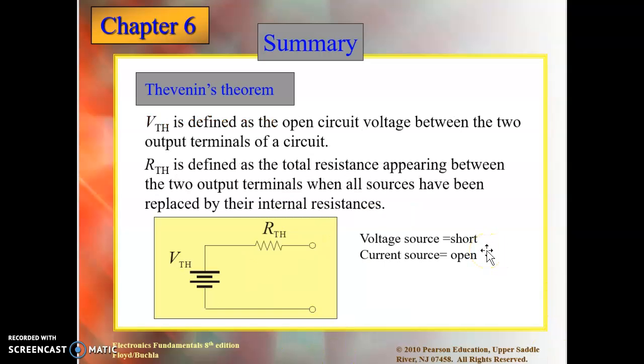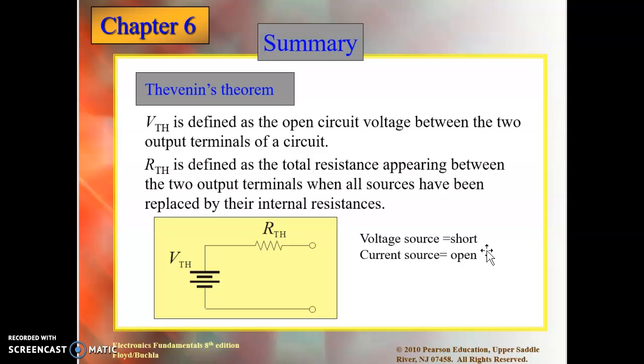So, Thevenin's theorem. V Thevenin is defined as the open-circuit voltage between the two output terminals of a circuit. Yes, we select a point and say we are going to Thevenize the circuit from this point, like a reference point. R Thevenin is defined as the total resistance between the two terminals when all sources have been replaced by their internal resistance.